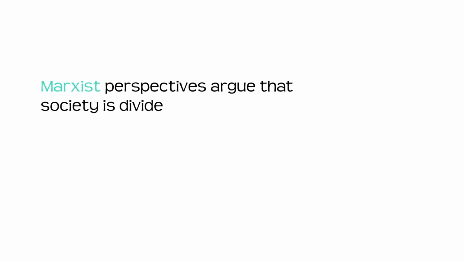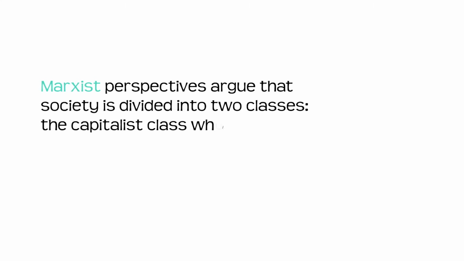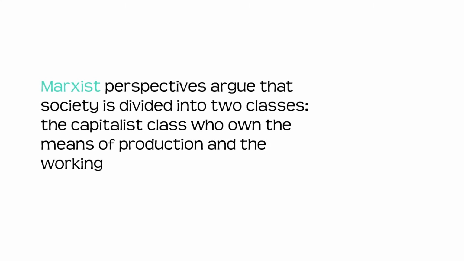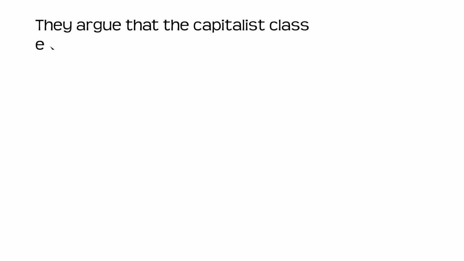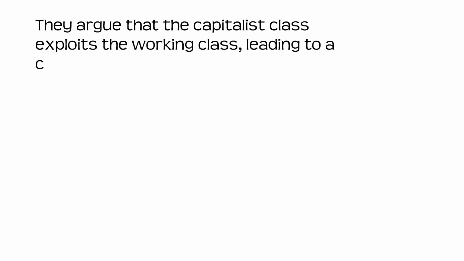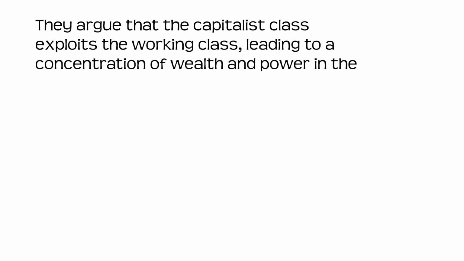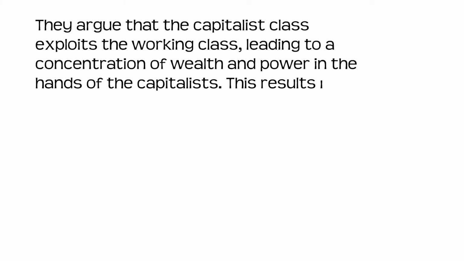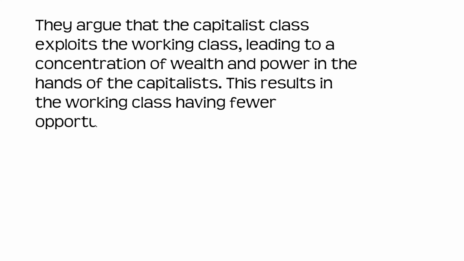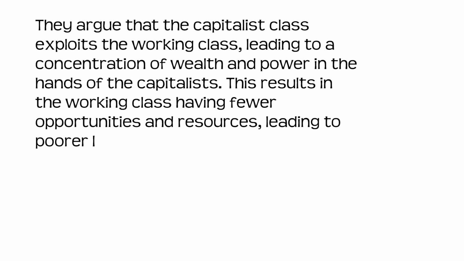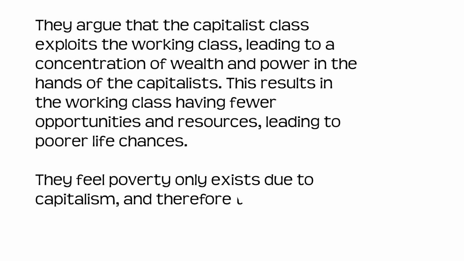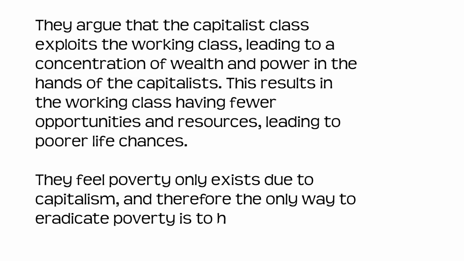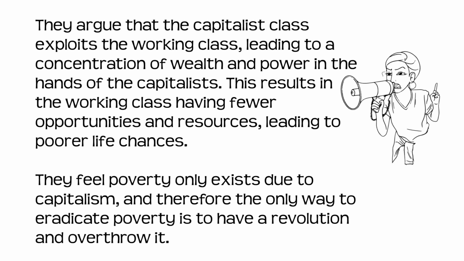Marxist perspectives argue that society is divided into two classes: the capitalist class, who own the means of production, and the working class, who sell their labour for wages. They argue that the capitalist class exploits the working class, leading to a concentration of wealth and power in the hands of the capitalists. This results in the working class having fewer opportunities and resources, leading to poorer life chances. They feel poverty only exists due to capitalism, and therefore the only way to eradicate poverty is to have a revolution and overthrow it.